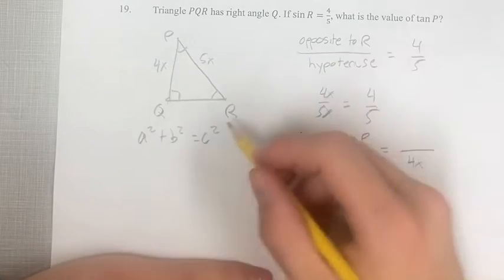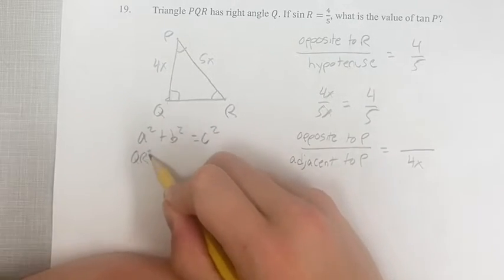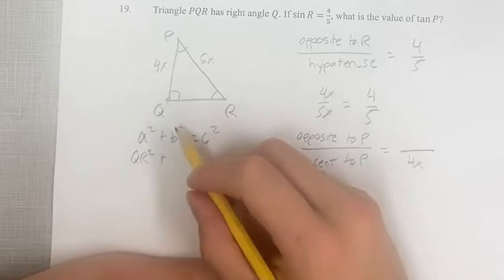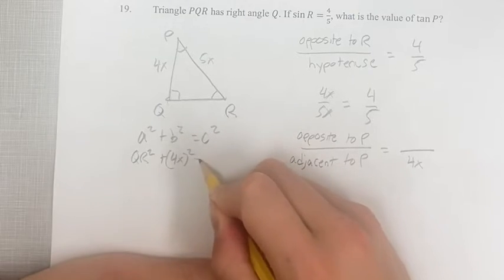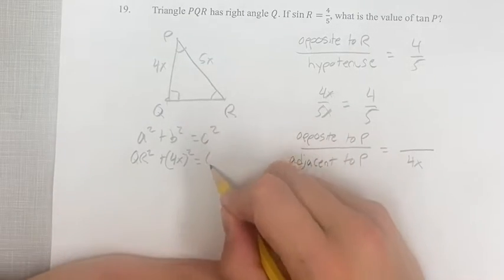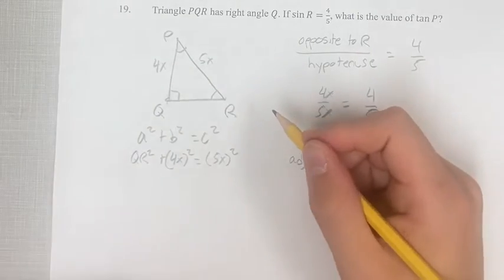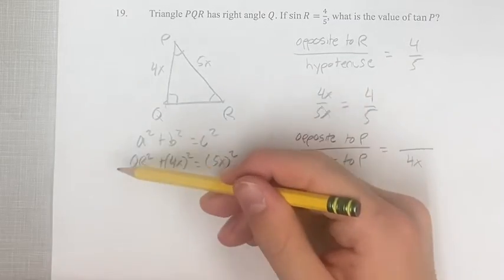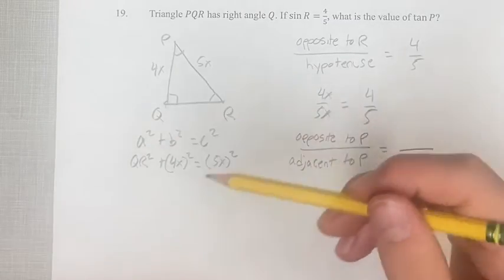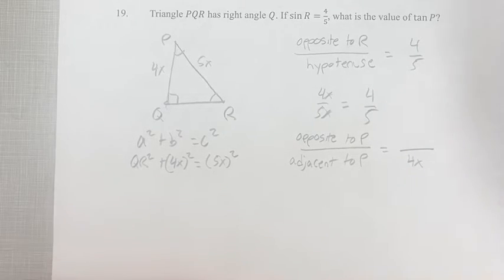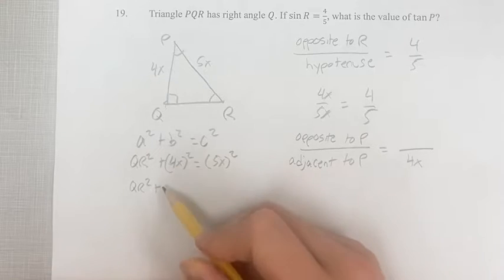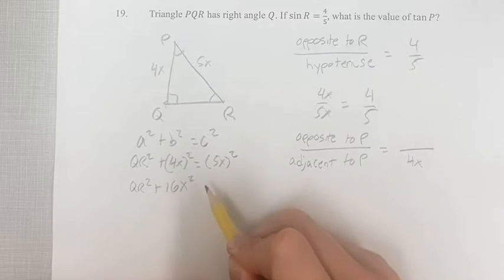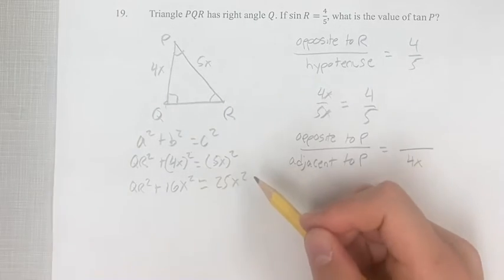So a squared we can call QR. So QR squared plus b squared, the other leg, QP, which is 4x squared, is equal to c squared, the hypotenuse, 5x squared. And again, this is going to give you QR in terms of this x. And it does not matter what x is because it'll cancel out in our final solution. So QR squared plus 4 squared is 16, x squared is x squared, and this is equal to 5 squared is 25, x squared is x squared.